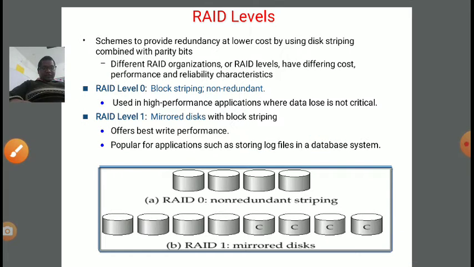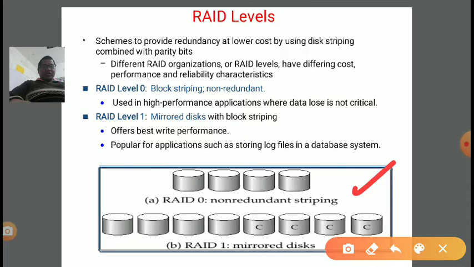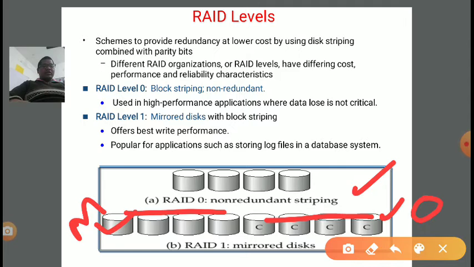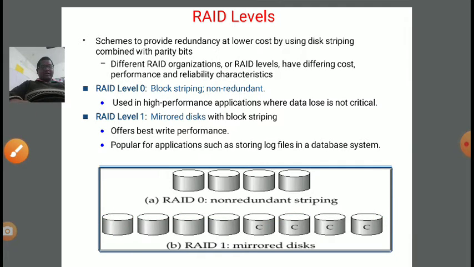right? So if you see the diagram, RAID 0 is using non-redundant striping, okay, and RAID 1 is using mirror disks. So if you see, 4 disks are the original disks and 4 disks are the mirror disks. These are the mirror disks and these are the original disks, right? And in the upper one, all are non-redundant. Non-redundant means there is no duplication, and all are independent disks, right?